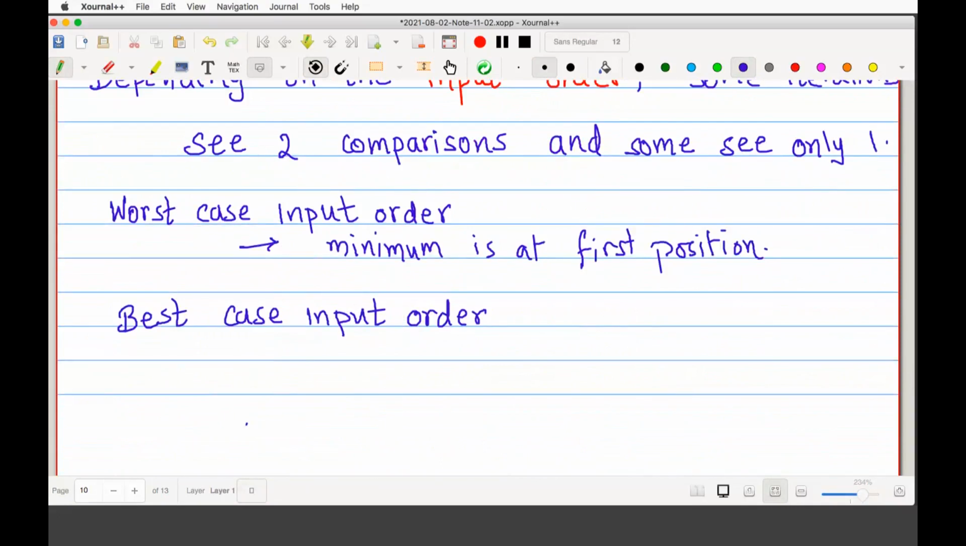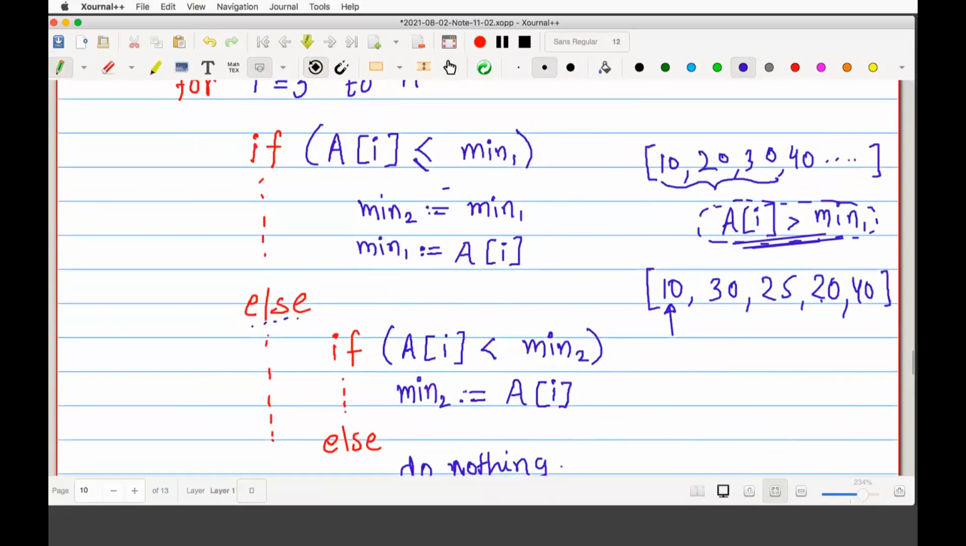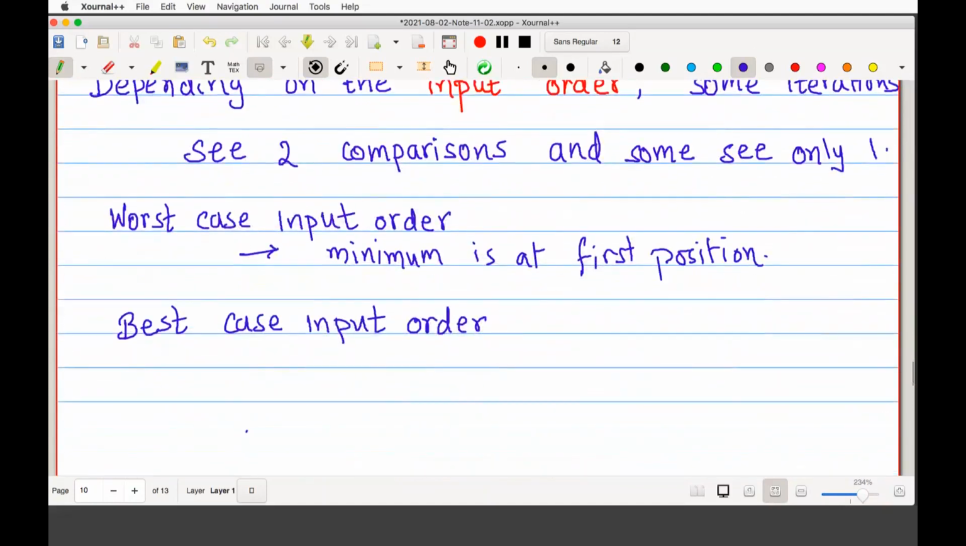And can you think of a best case input? What could be the best case? The best case is when we see only one comparison in every iteration, right? So you always want to get into this if part. Can you think of some example? The array is sorted in descending order. Right, right. If the array is sorted in descending order, then ai will always be less than or equal to the current minimum, right? So the best case looks like sorted in decreasing order.